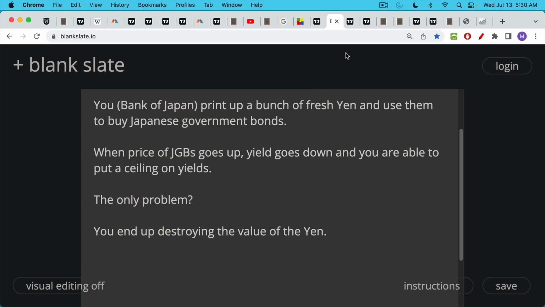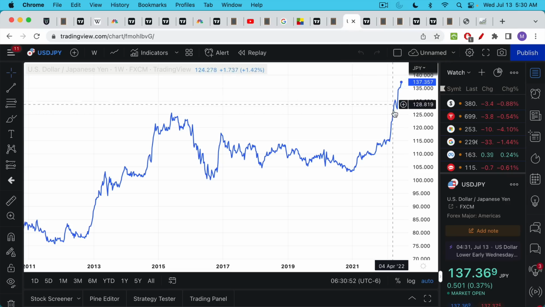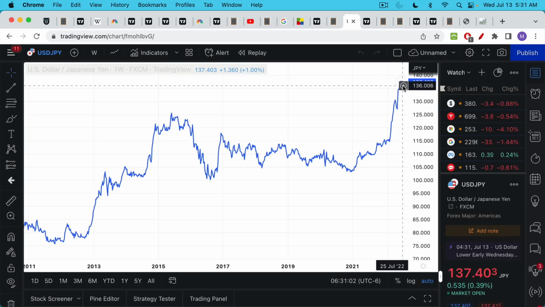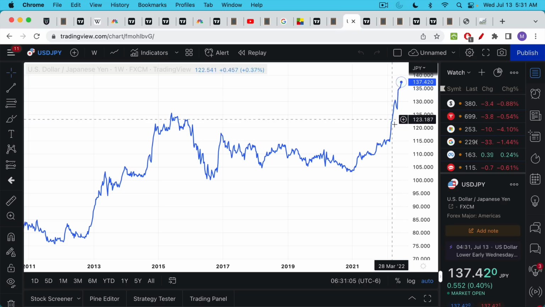Japan has been printing much faster and more than the U.S. has, and this is one explanation for why the U.S. dollar has been strengthening against the Japanese yen. So this is the price you pay. There's no free lunch in economics. If you're going to print up a lot of yen to keep yields low in Japan, you end up weakening the currency against not just the U.S. dollar, which is this chart that we saw before, and this is one of the major reasons that the DXY has been so strong, because the dollar's been strengthening against the yen, and the yen is one of the largest pieces of the DXY, the DXY basket.